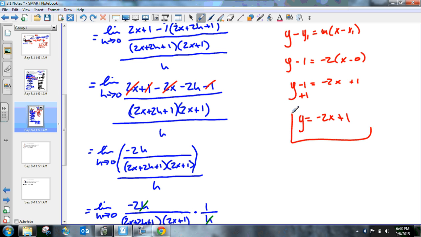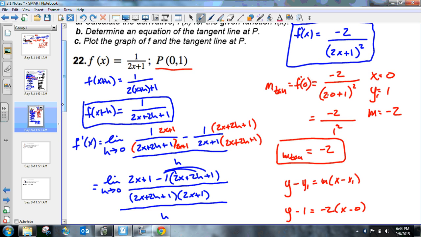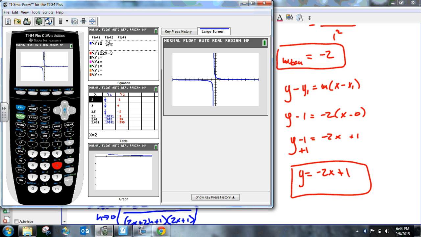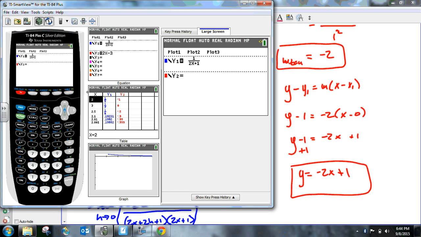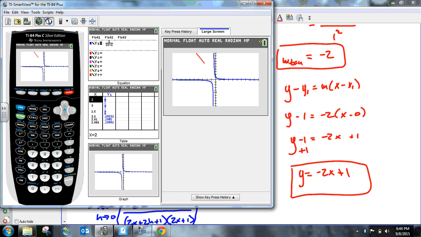Now I'm going to graph both this equation, the equation of my tangent line, and my original function, 1 over 2x plus 1, and we're going to see what happens at the point 0, 1. So I've got my function in here, 1 over 2x plus 1, and here's the point 0, 1. I'm going to go to y equals and type in negative 2x plus 1, and graph that. Let's see what happens at 0, 1.